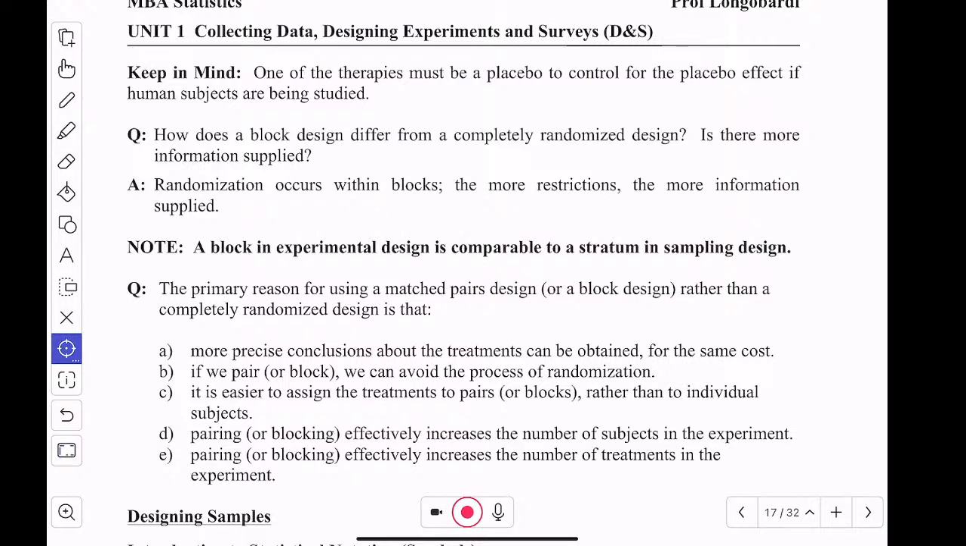And I make a note here, we're going to talk about sampling design. A block in experimental design is comparable to a stratum in sampling design. We'll talk about that.